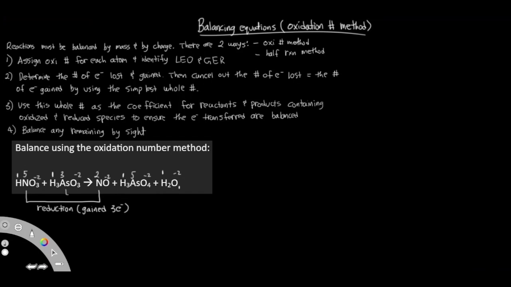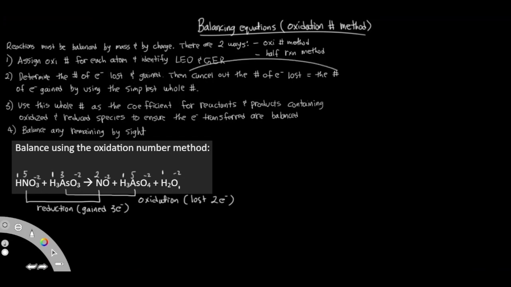Then the other discrepancy was the arsenic. Okay, so we have 3 and then 5, so obviously this is oxidation. The oxidation number went up. That means we lost, what's the discrepancy? 3 and 5, obviously a 2, so we lost 2 electrons. Okay, so we just pretty much did step number 2, right? Determine the number of electrons lost and then gained, okay?